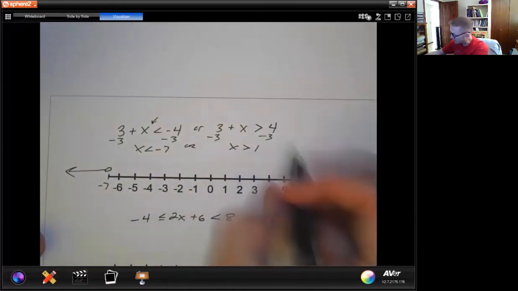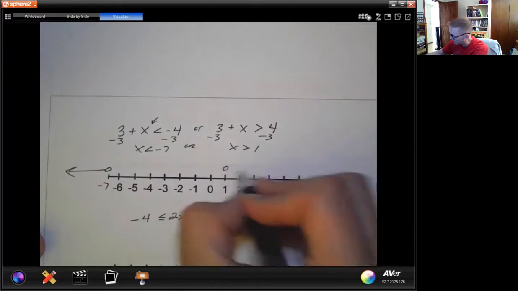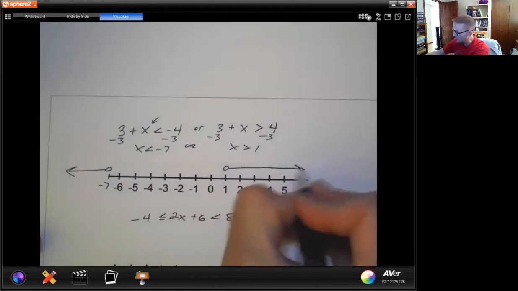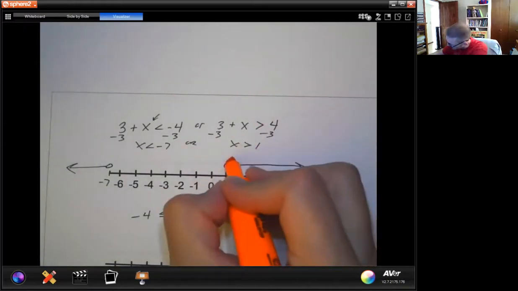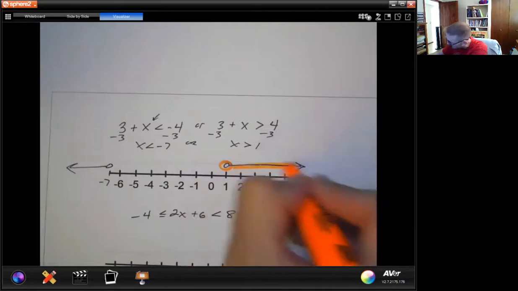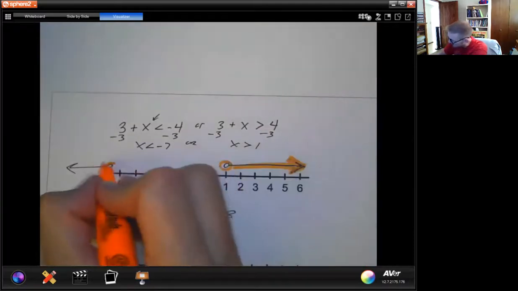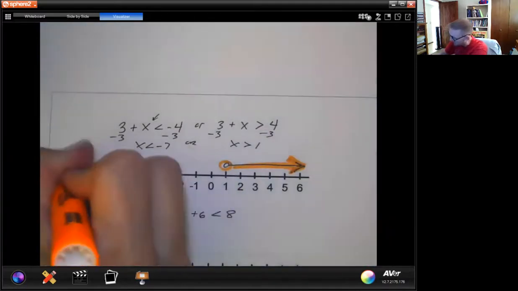Or x is greater than 1. So open dot at 1, arrow to the right. And if I wanted to give a final answer using some color highlighters here, we're just going to go open dot and arrow to the right, open dot and arrow to the left.